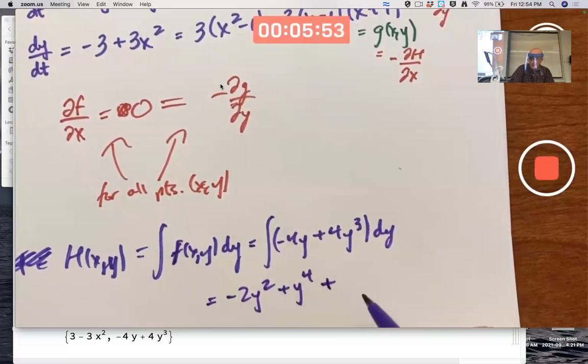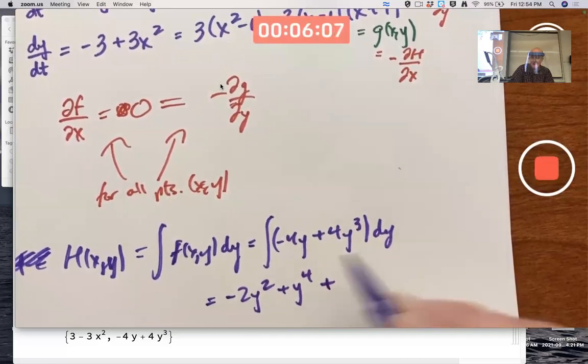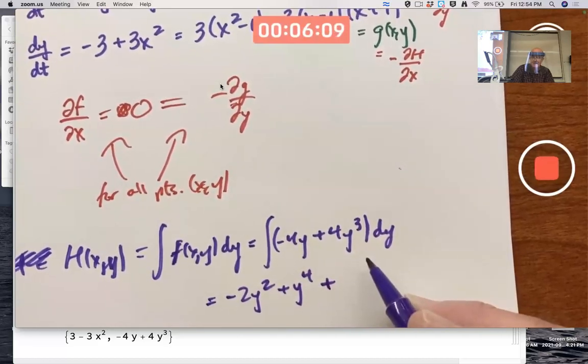You could, but realize for the purposes of this integral, that constant of integration really could depend on x, because for the purposes of this integral, x is fixed. There is no x there. There's an x there.